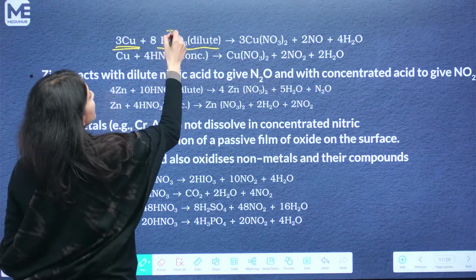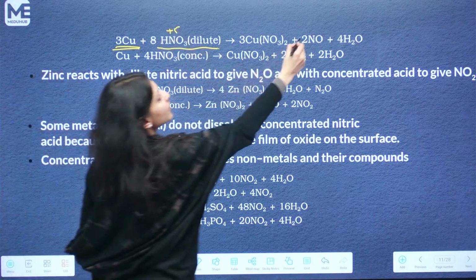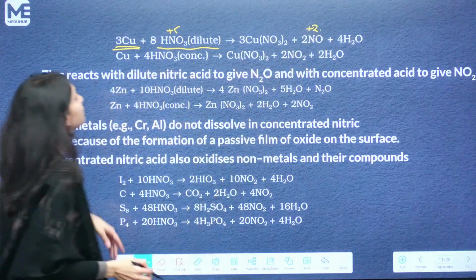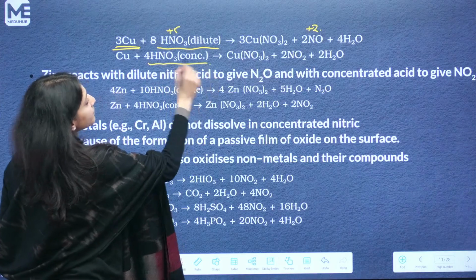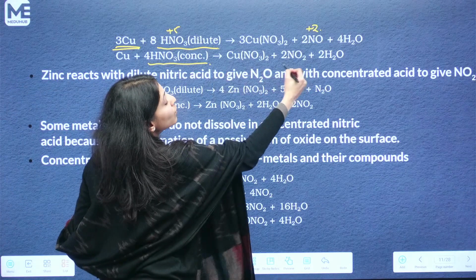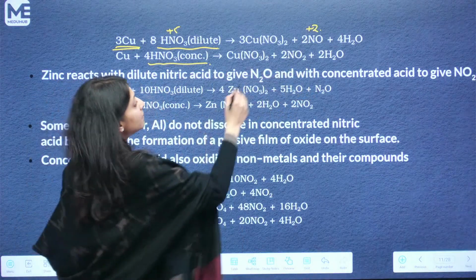So HNO3 में ये +5 स्टेट में है, NO में ये +2 स्टेट में आ गया. ठीक है, copper with concentrated HNO3 gives us copper nitrate and NO2. NO2 में it is in the +4 state.